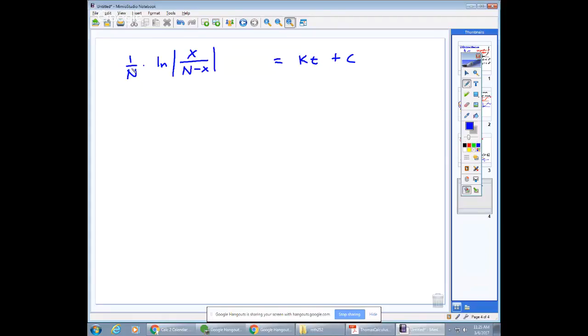Okay, so I'm going to multiply both sides by N. So then I get the natural log of the absolute value of x over N minus x is equal to N times the other side. So capital N times k times t plus, you know, N times C is just some other constant. I'm still going to call it C.